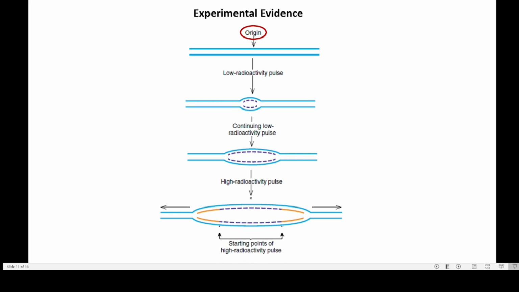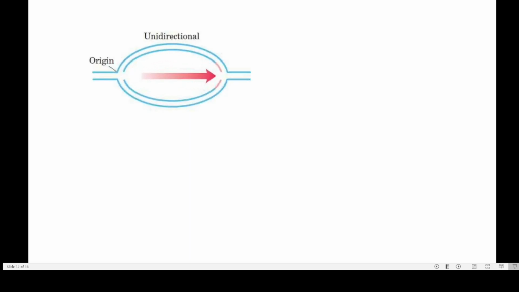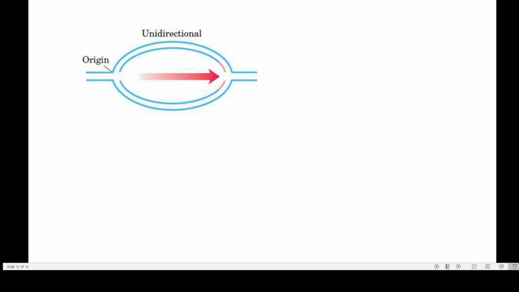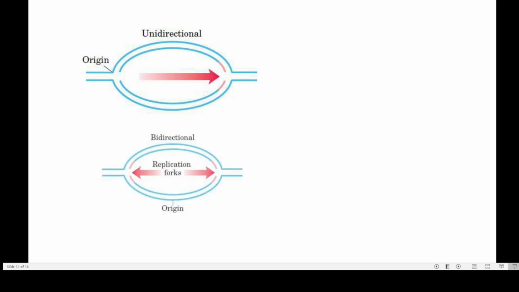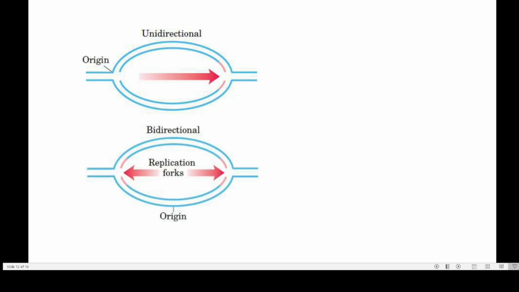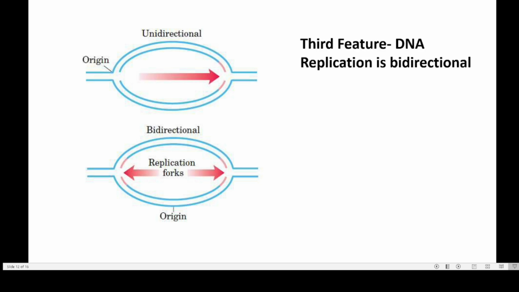Because both forks picked up the high radioactivity label, both must have been functioning during the high radioactivity pulse. DNA replication in Bacillus subtilis is therefore bidirectional. Thus, this figure shows unidirectional replication and this shows bidirectional replication. This is the third important feature of DNA replication.